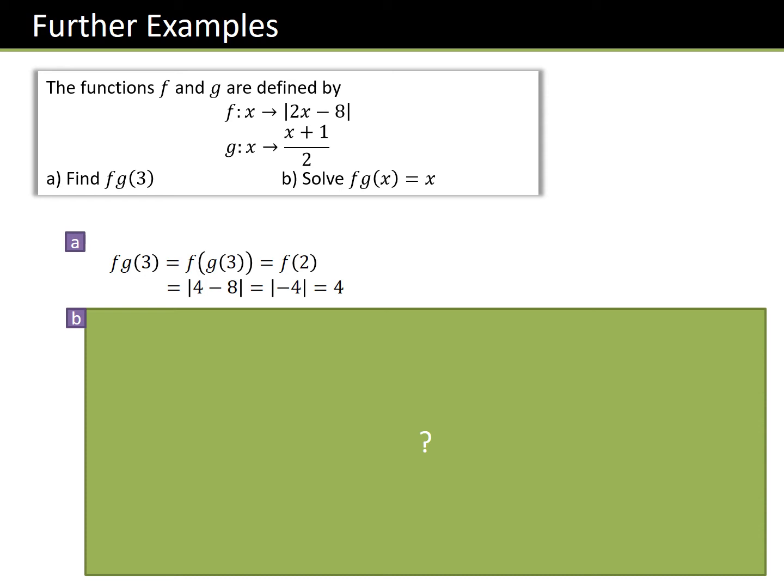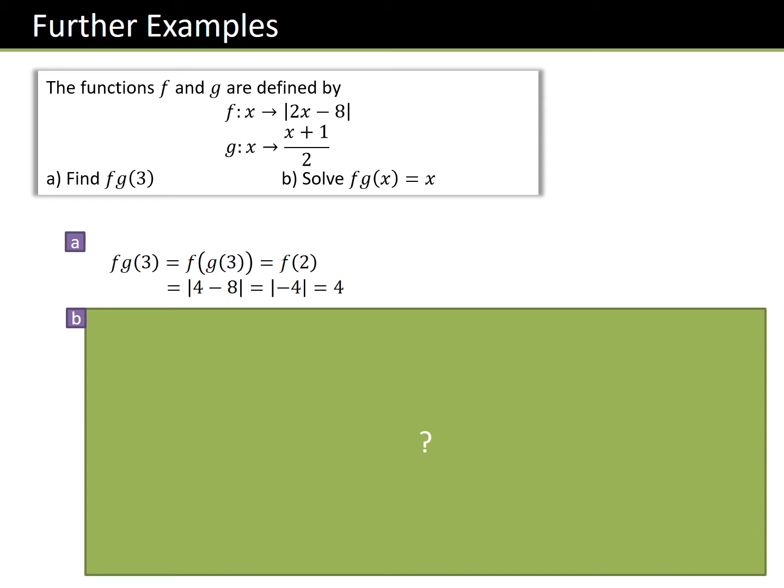Well, if I put 3 into that, I get 3 plus 1 over 2, which gives me 2. And f of 2 becomes 2 times 2 is 4. Take 8 gives me minus 4. And the modulus of that is 4.